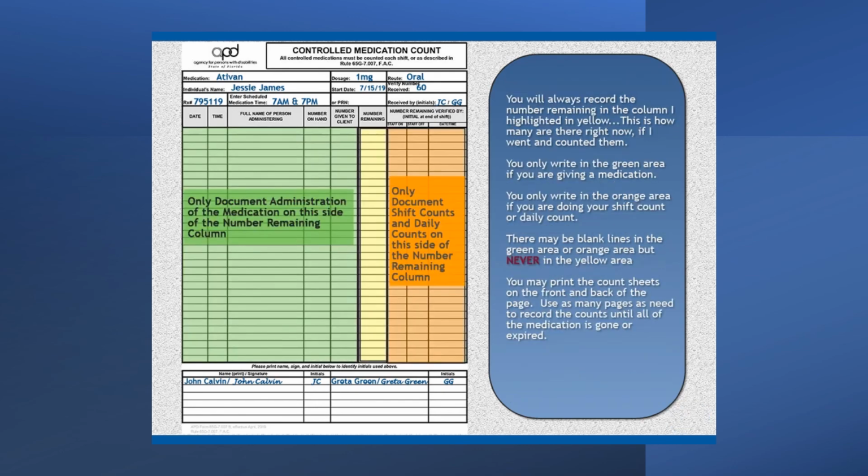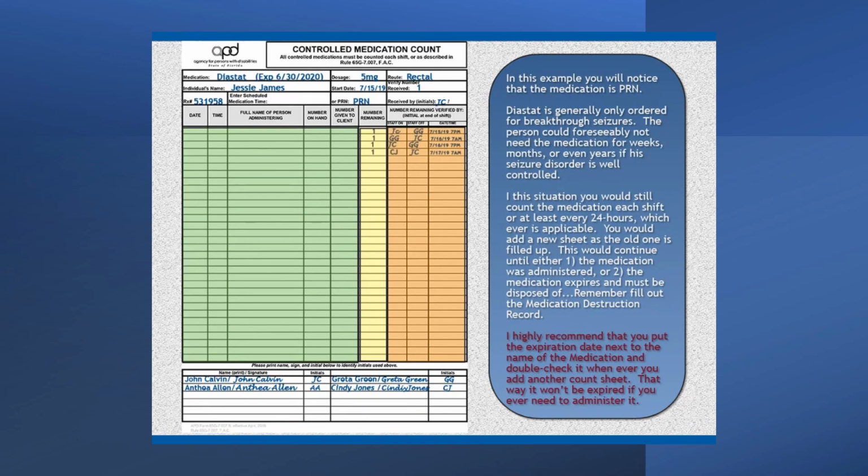You will always record the number remaining in the column I highlighted in yellow. This is how many are there right now if I went and counted them. You only write in the green area if you're giving a medication. You only write in the orange area if you're doing a shift count or a daily count. There may be blank lines in the green area or the orange area, but never in the yellow area. You may print the count sheets on the front and back of the page. Use as many pages as needed to record the counts until all of the medication is gone or expired.